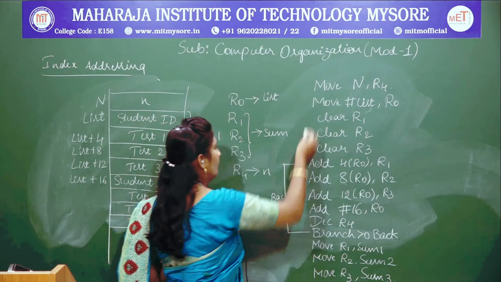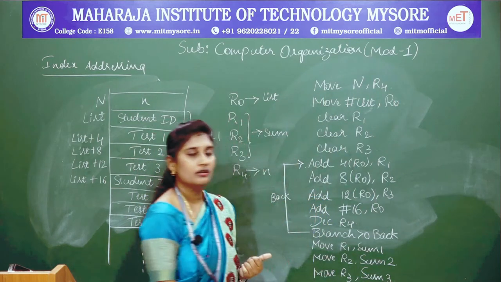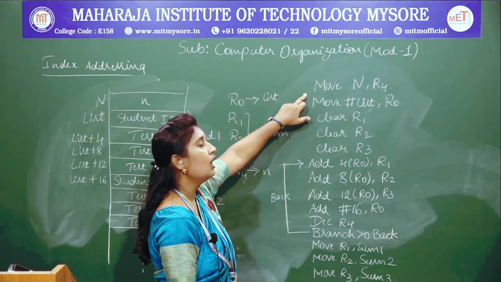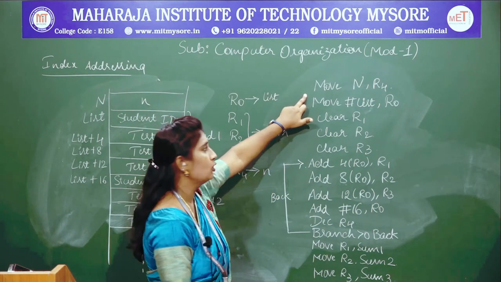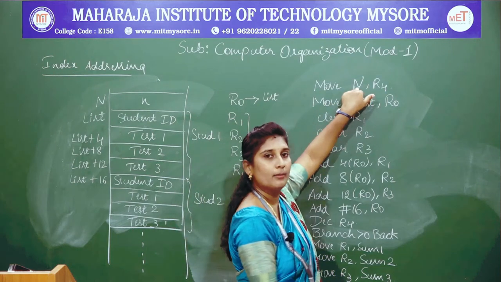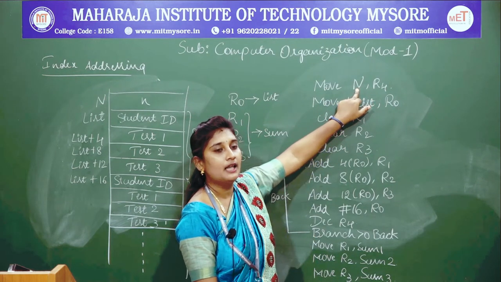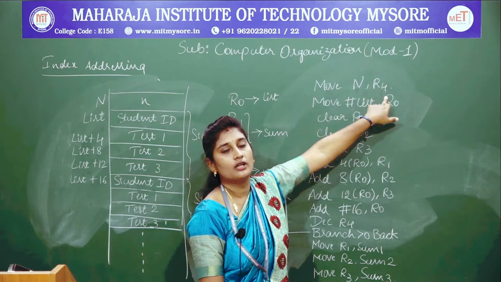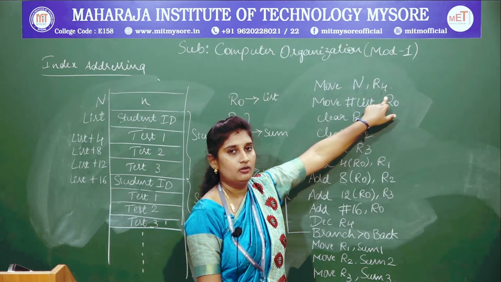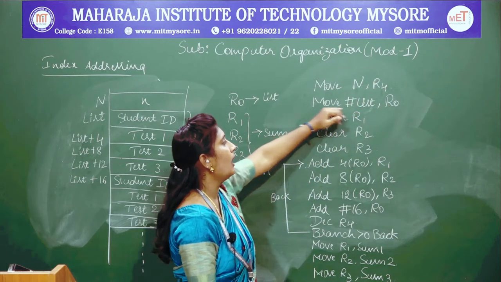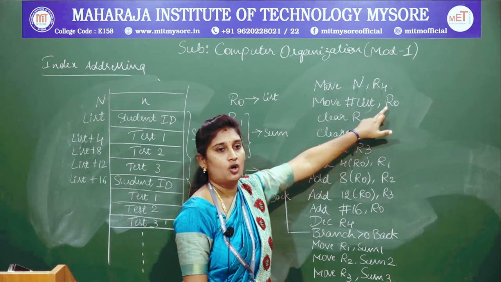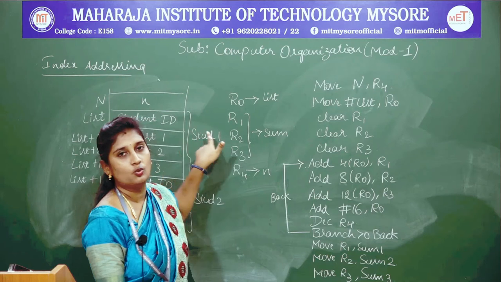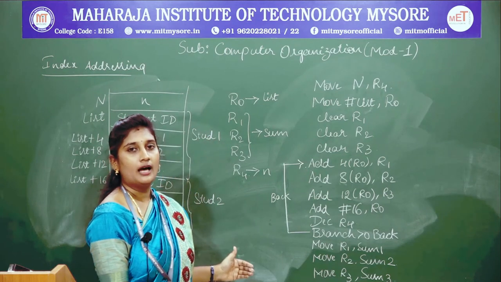Fine. So let's look at the instructions used in your program. The very first instruction is move n comma R4. So what is there in the n place? The number of students taking the test, that value will be stored in your R4 register. If there are 10 students, the value 10 will get stored in R4. Next is move hash list comma R0. So R0 will be pointing to the first element, the first student, of the test they are attempting.